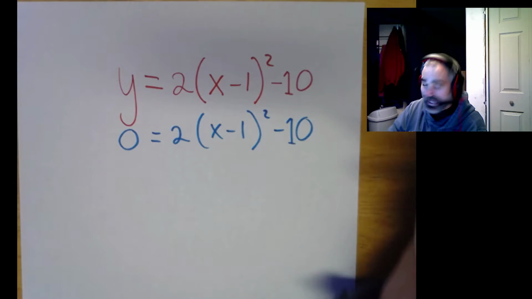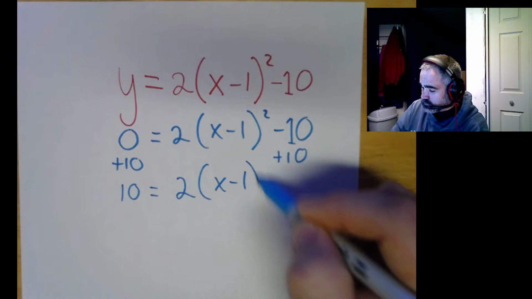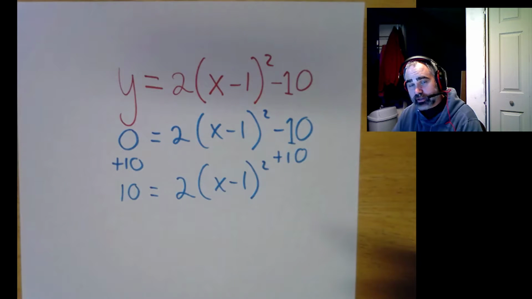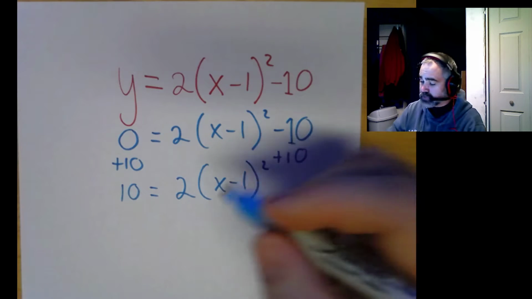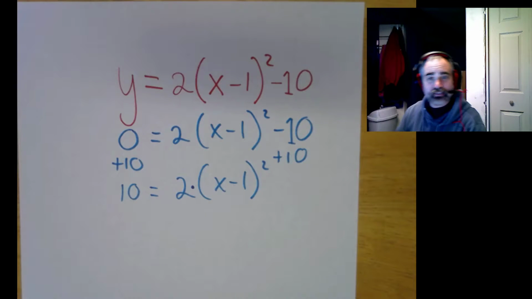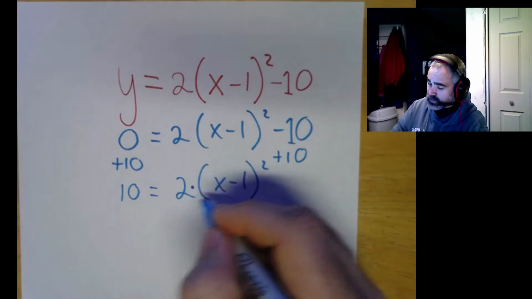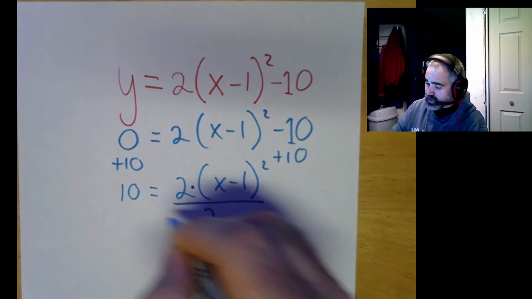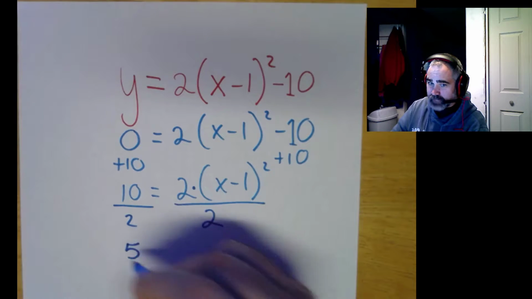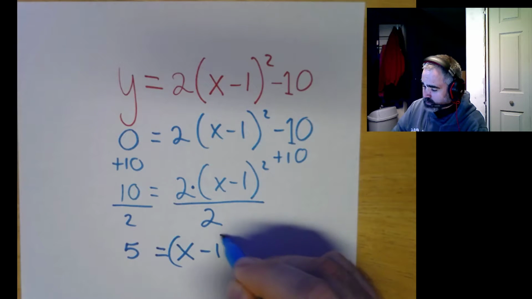I'm going to start by adding 10 to both sides. 0 plus 10 is just 10. Now we're done with addition and subtraction, but there is multiplication. This 2 in front here is multiplied. Whenever you see a number next to something and no symbol between, that means multiplication. So 2 times this, I'm going to divide both sides by 2. You end up with 5. 5 equals X minus 1 squared.